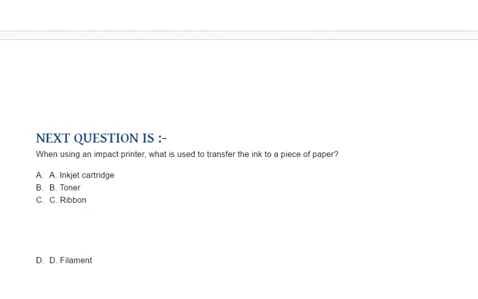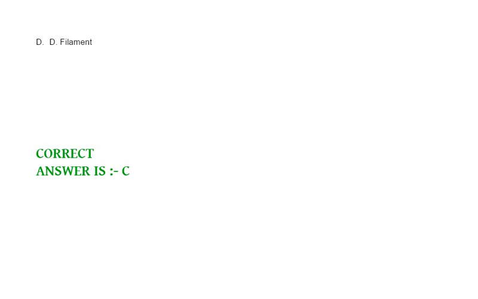Next question is, when using an impact printer, what is used to transfer the ink to a piece of paper? Option A. Inkjet cartridge. Option B. Toner. Option C. Ribbon. Option D. Filament. Correct answer is option C.